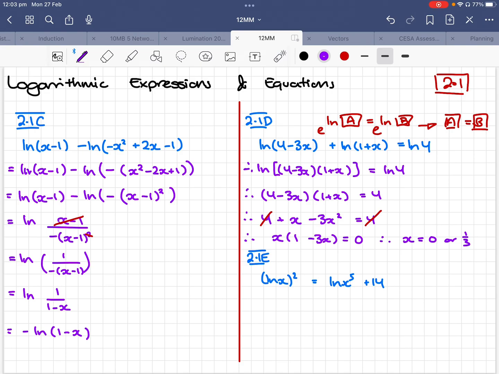It's always worth double checking your initial conditions, because we need to make sure that whatever is inside of those brackets is still positive. Okay, and that's going to work in this case. Ln of 4 take 3 times 0 is equal to ln 4, plus ln 1, which is equal to 0. That's equal to ln 4. That works. 1/3. Ln of 4 take 3 times 1/3.